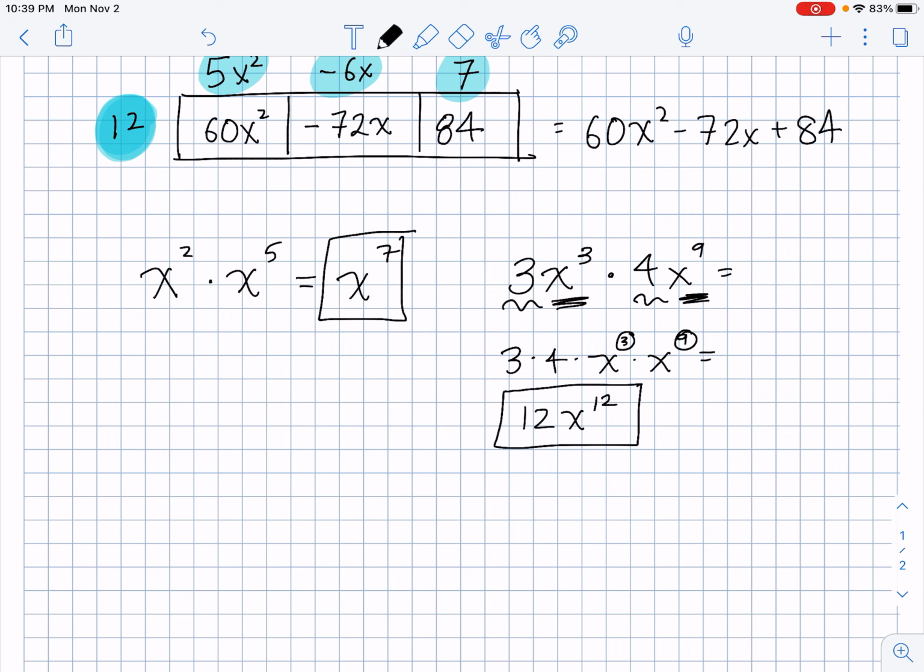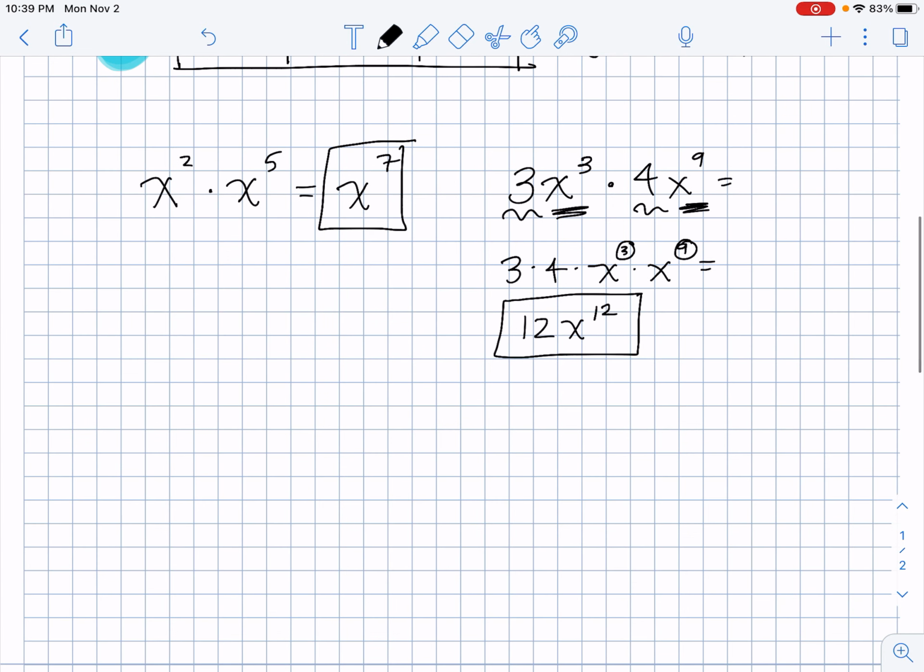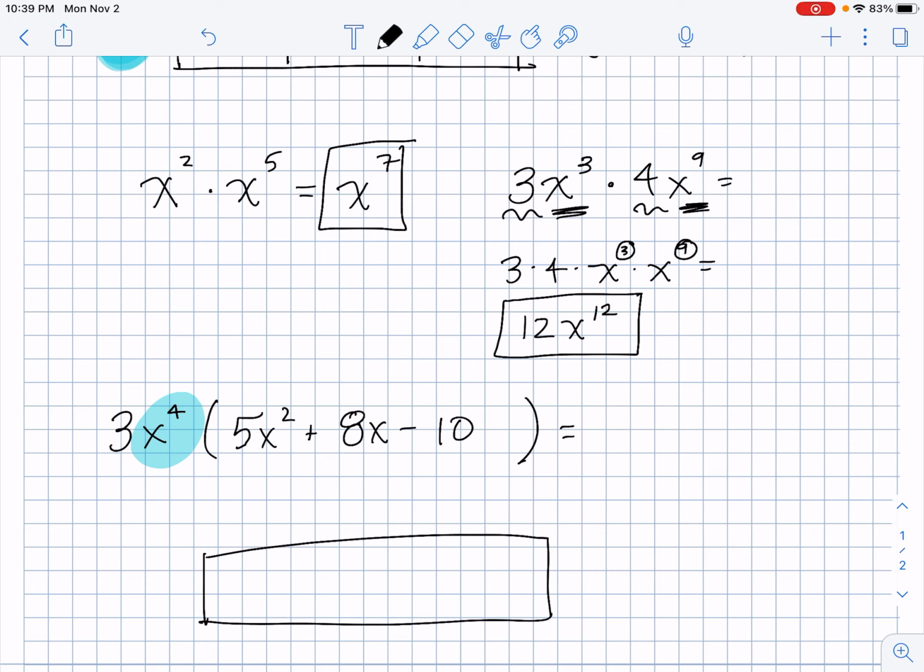Now I bring this up because the next thing we're going to do is multiply a monomial like 3x to the 4th times a trinomial, like maybe 5x squared plus 8x minus 10. And we are going to make sure that we are multiplying our 3x to the fourth correctly. So I'm going to use that box method again, and I'm going to draw a 1 by 3 box. On my one side, I'll have 3x to the fourth, and up top, I'm going to do 5x squared plus 8x minus 10. We can also think of this as plus negative 10.